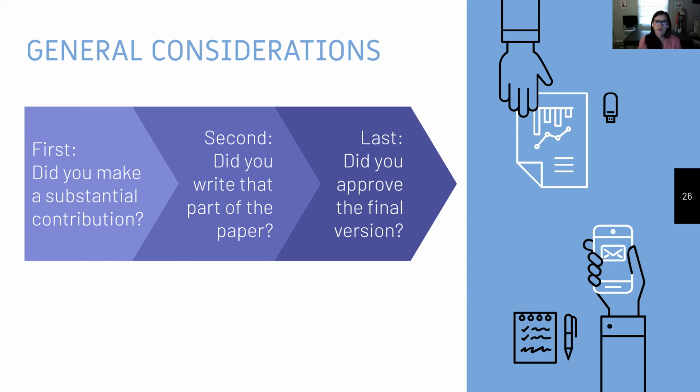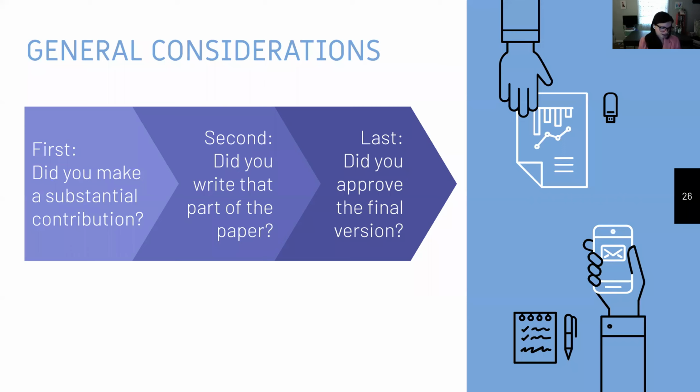But if it's your part of the project, are you actively involved in making sure that what was written accurately reflects the work that was done in that area? And lastly, did you approve the final version of the article going to publication? If you're listed on the paper, that is absolutely something that you should be doing as part of the submission process.